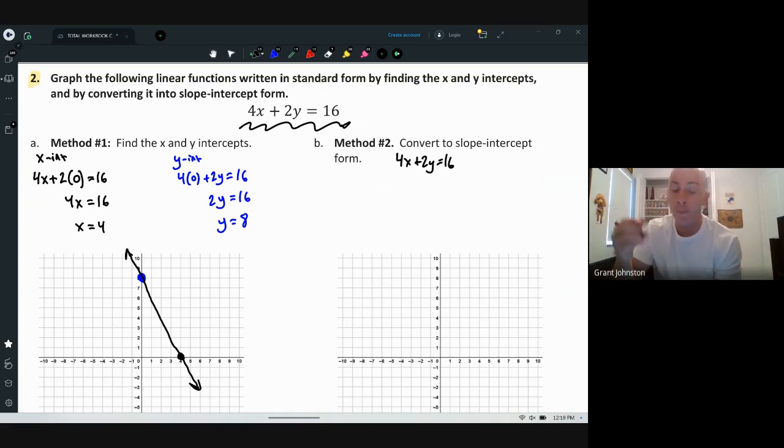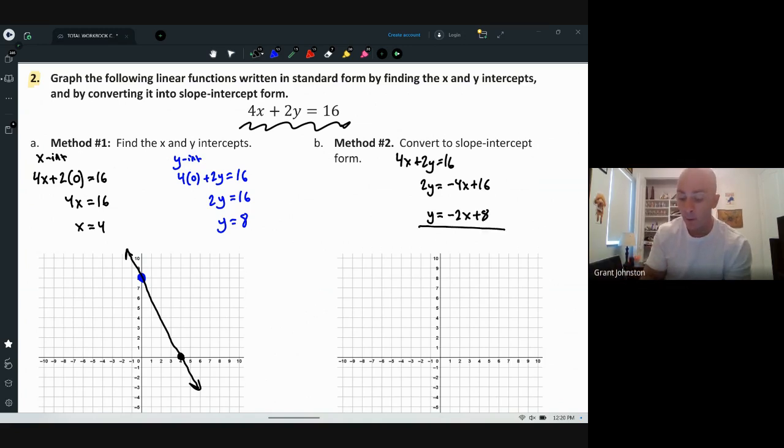So I have a 4x, so I'm going to subtract 4x from both sides. So now I'm going to have 2y equals negative 4x, and I still have that plus 16 there. Then I'm going to divide by 2 to isolate y. So I'm going to have y equals, divide everything on the right by 2, negative 2x plus 8. So now this is in slope-intercept form. And we reviewed that earlier.